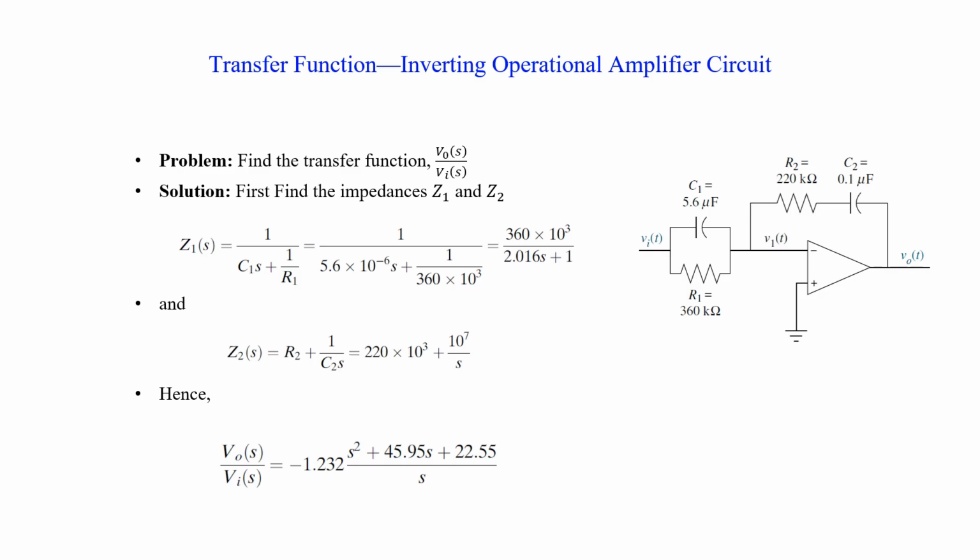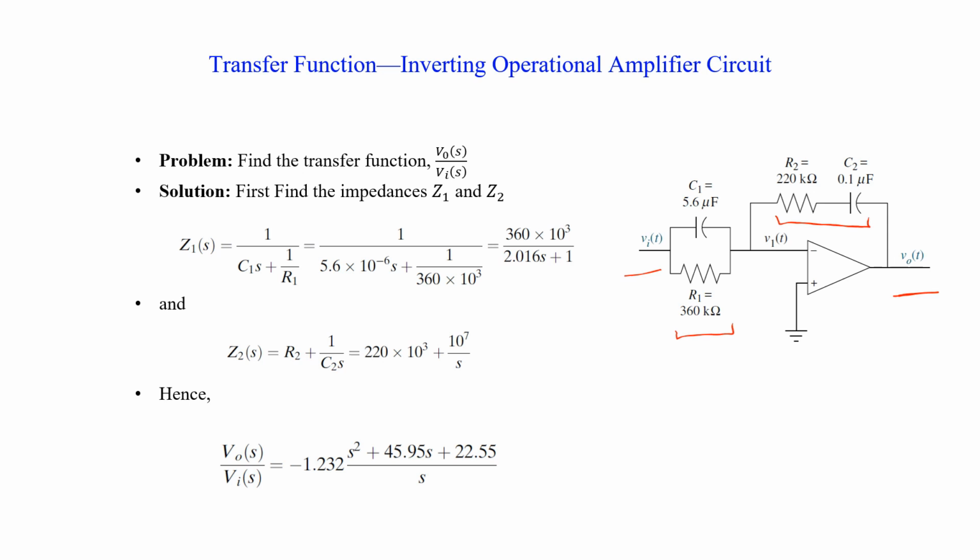So let's solve a problem where we have to find the transfer function of an inverting operational amplifier circuit given here, and the transfer function is between the output of the operational amplifier and the input of the circuit. So now from the previous slide we know that the transfer function of the inverting operational amplifier is just minus Z2 by Z1. So this is Z2 and this is Z1.